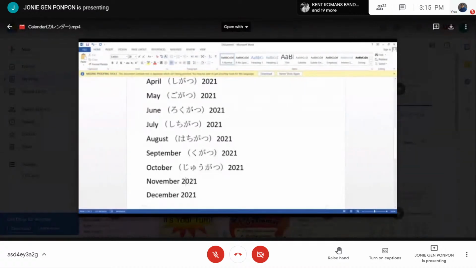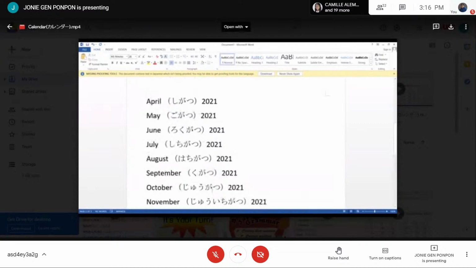For the eleventh month, juichigatsu. And then for December, the twelfth month, junigatsu. So now you have the list of Nihongo words for the months. Now you can say months in Nihongo already.